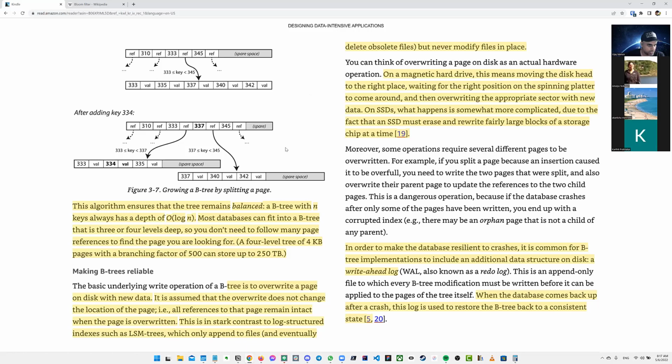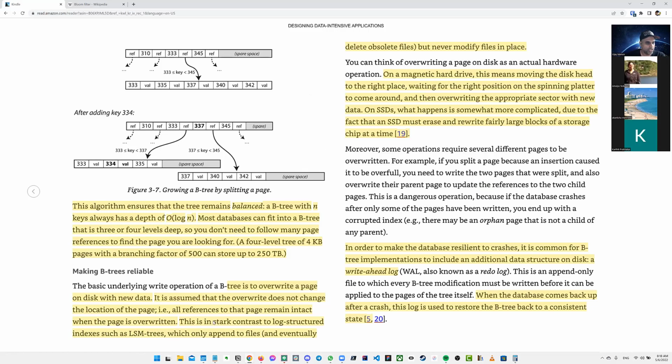And here's another diagram which shows growing the tree by splitting a page. So when we add this key 334 goes here, and then we split the page into 2 sections, and so 337 goes this way. The reason they do the splitting is just to keep the tree balanced. And that's, again, the whole idea of the balanced binary search tree. A B-tree with n keys always has a depth of O(log n).